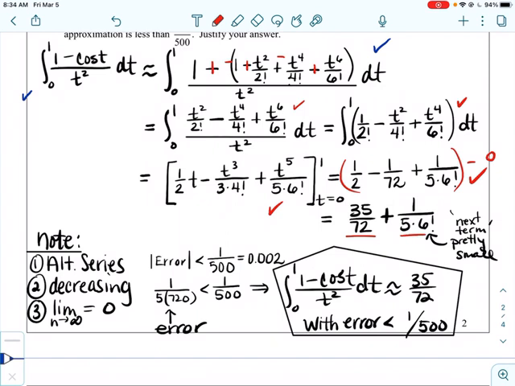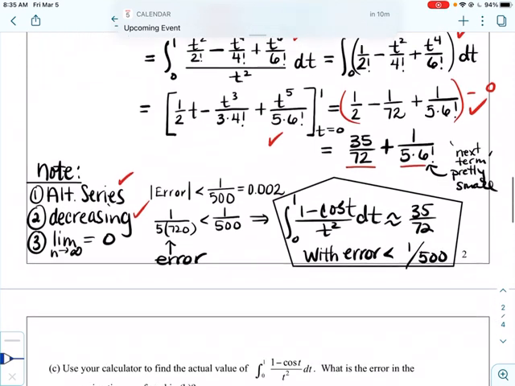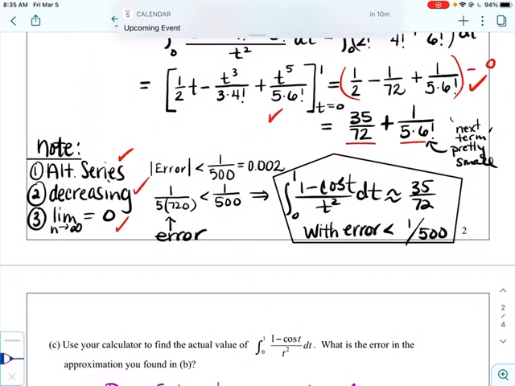Okay, so note that this is an alternating series and it's decreasing. The terms are decreasing. T squared gets pretty big. 1 minus cosine t goes from 1 minus a negative 1, so the numerator will be from 0 to 2, right? So over t squared, so it's going to get smaller and smaller and smaller. And so it's alternating, it's decreasing, and the limit as n approaches infinity is 0. So it's going to converge, but the error then would be that next term.